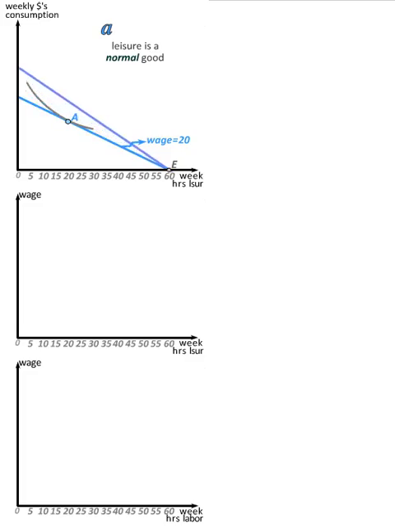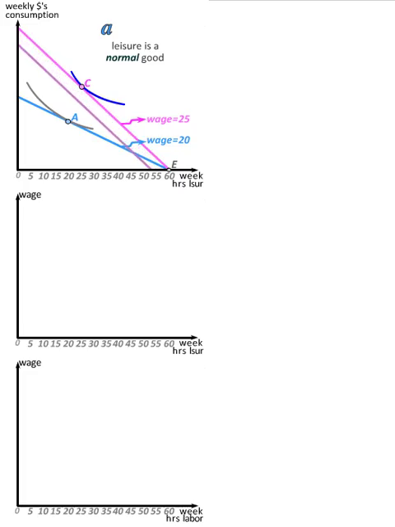Now suppose the worker's wage goes up to $25 per hour. Then the budget constraint rotates through the endowment bundle outward to form the new magenta budget constraint. Notice that we're not drawing this exactly to scale here in order to make the graph a little bit clearer. Then suppose that the worker optimizes now at bundle C.